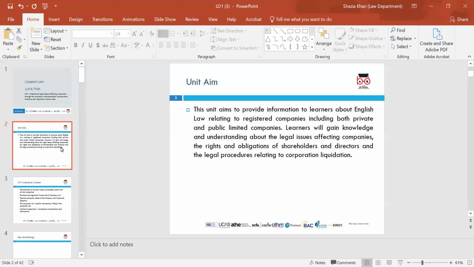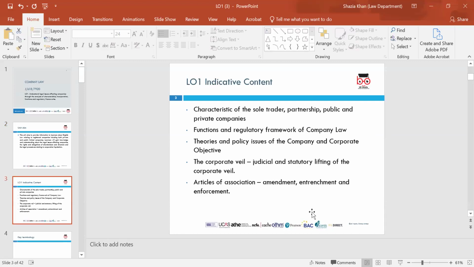We'll now move on to the indicative content. So we'll be looking at the characteristics of the sole trader, partnership, public and private companies, functions and regulatory framework for company law, theories and policies, issues of company and corporate objective, the corporate veil, judicial and statutory lifting of the corporate veil. We'll also be looking at articles of association, so amendment, entrenchment and enforcement.